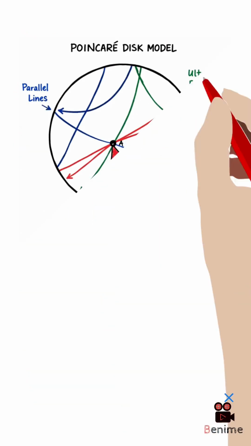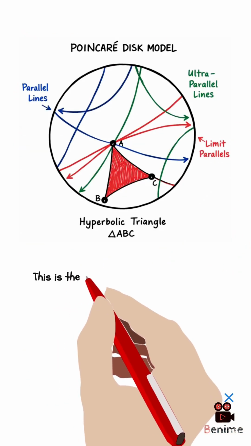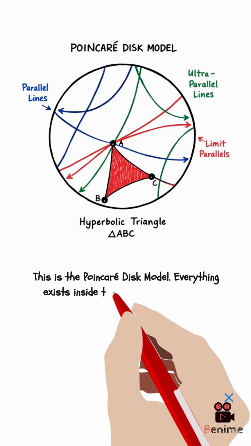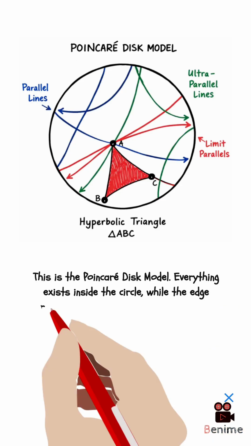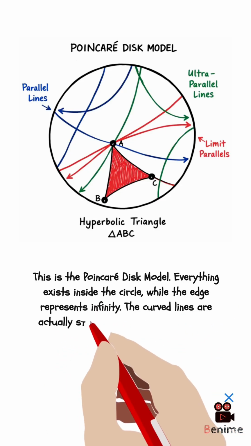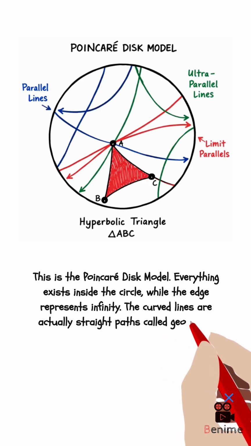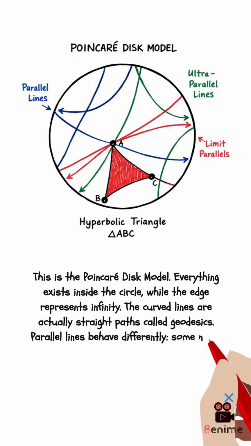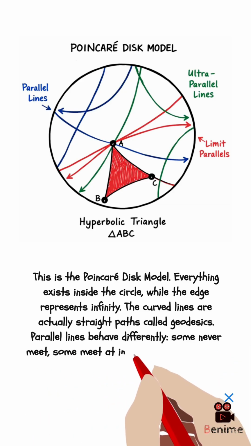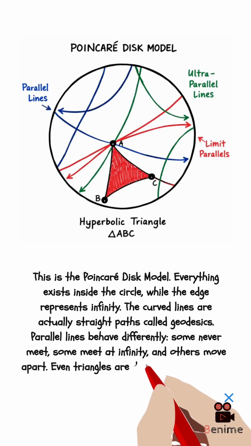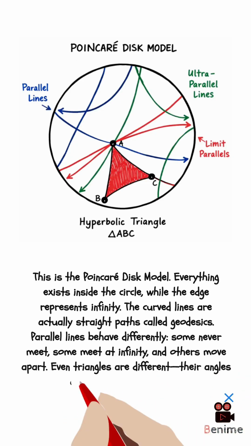What if geometry didn't follow the usual rules? This diagram shows the Poincaré disk model of hyperbolic geometry, where everything exists inside a circle and the boundary represents infinity. You can approach it but never reach it. The lines may look curved, but they are actually straight paths called geodesics, or the shortest distance between points. In this space, parallel lines behave differently. Some never meet, some meet only at infinity, and others move away from each other completely. Even triangles are different. Their angles add up to less than 180 degrees. This shows that geometry depends on the space we are working in.